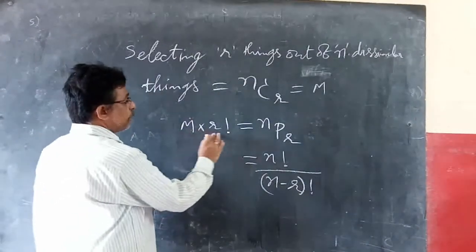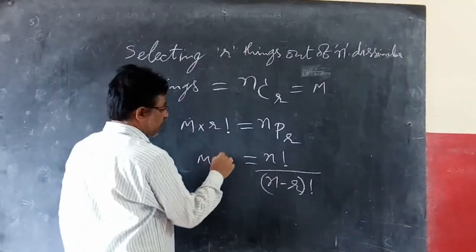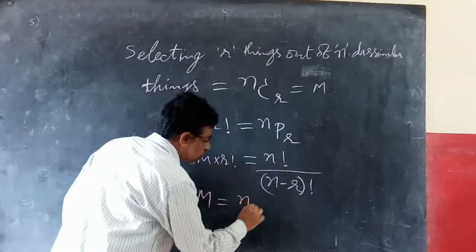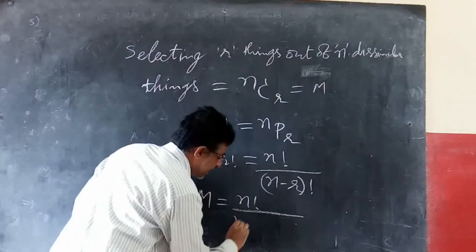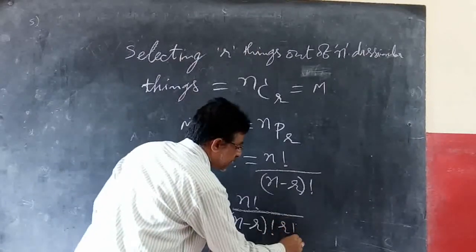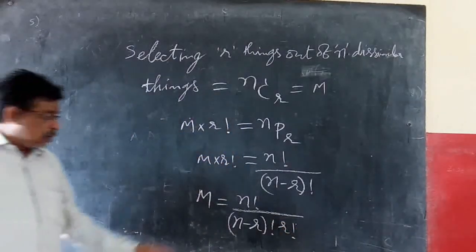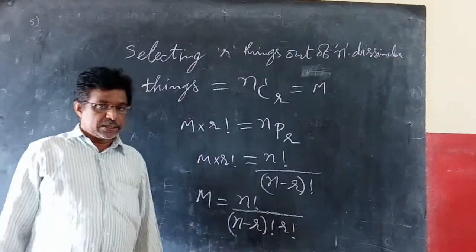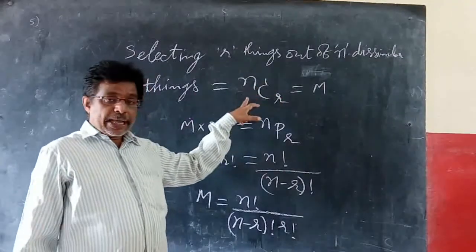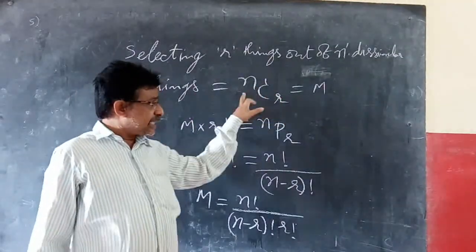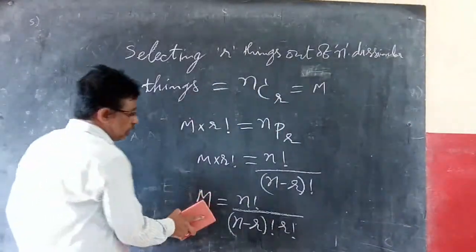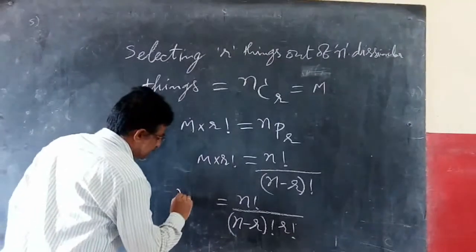Now this is m into r factorial equal to this much. So if I bring r factorial to that side, m is equal to n factorial by n minus r factorial into r factorial, as the r factorial comes to the denominator. What is m? I am assuming m represents selecting r things out of n things, which is nothing but nCr. So in place of m, I am replacing nCr.